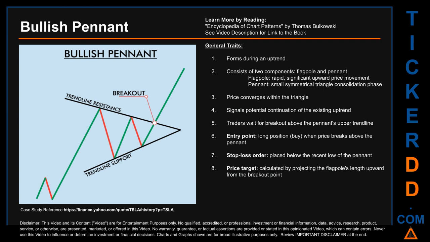on a price chart. The main difference between the bullish flag and the bullish pennant pattern is their shape during the consolidation phase. The bullish flag features a rectangular, slightly downward-sloping consolidation, while the bullish pennant has a symmetrical triangle-shaped consolidation. Here's a simple explanation of a bullish pennant's components.